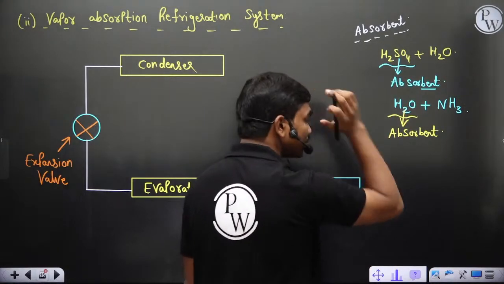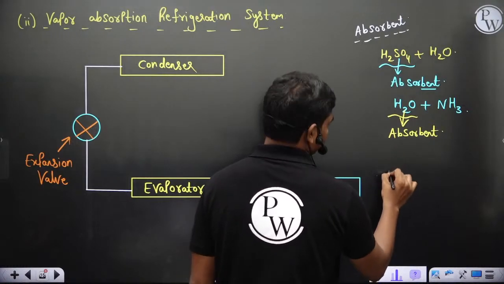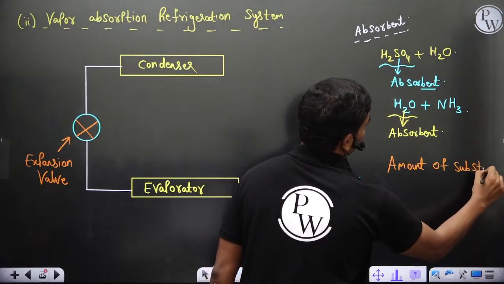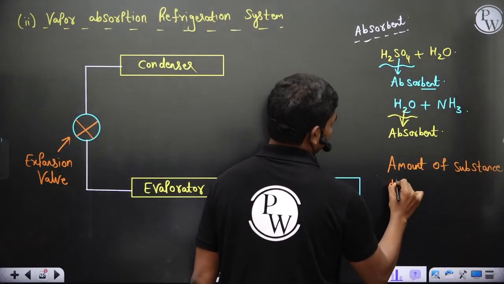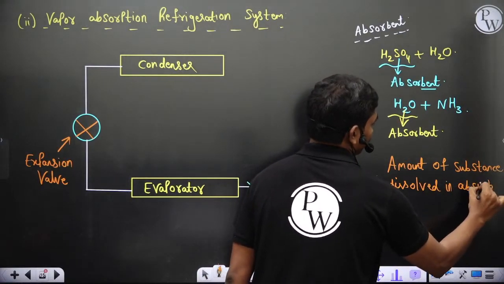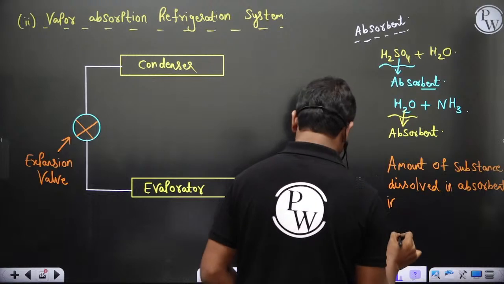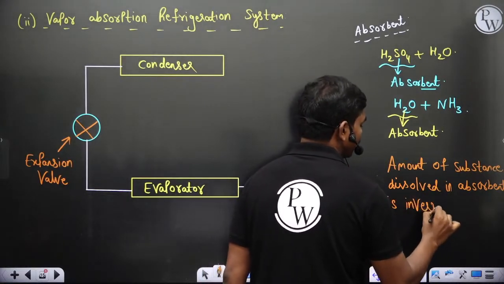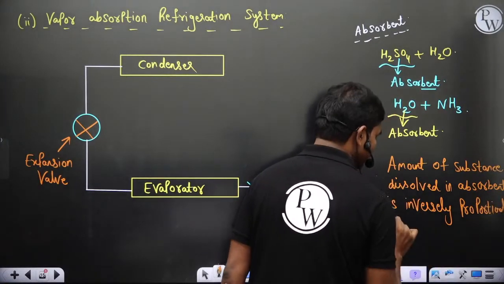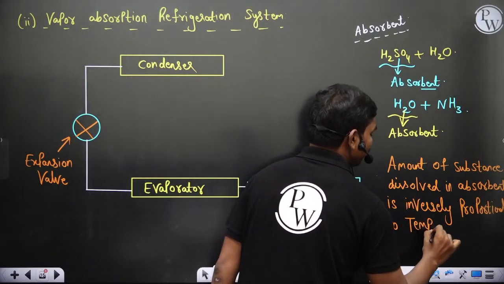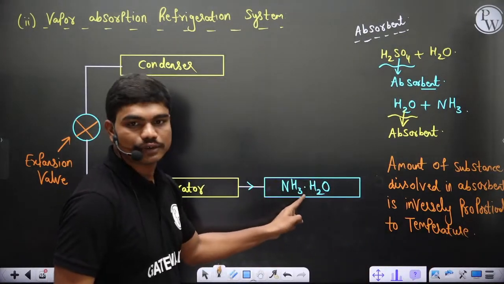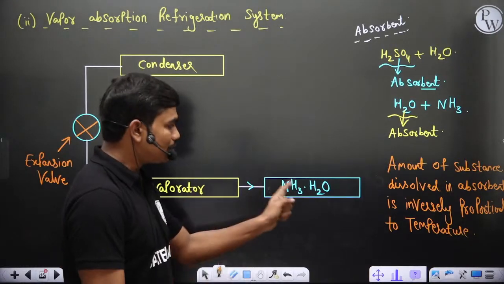One thing you have to understand here is, I'm not going into the details of chemistry, but the amount of substance dissolved in the absorbent is inversely proportional to temperature. Clear? If temperature is high, then these ammonia molecules will try to get vaporized and go back. So that's why the temperature of this mixture has to be low.